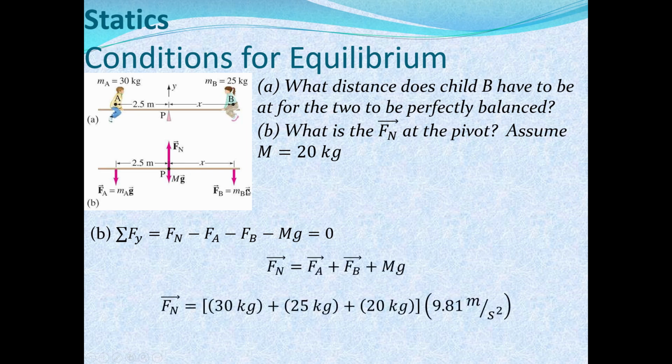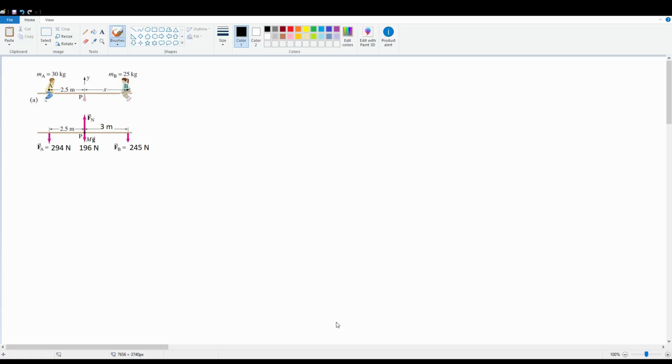Plug in the numbers, and I get that Fn is equal to 735 newtons. All right, now I want to show something real quick: I could do the same thing by placing the pivot where child B is. And I'd end up with the same value.